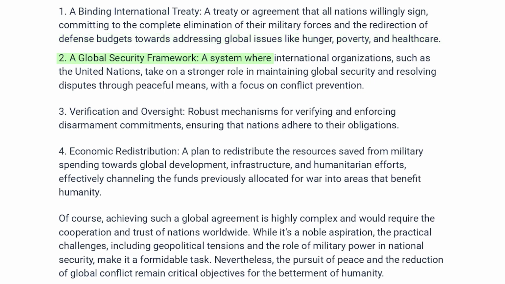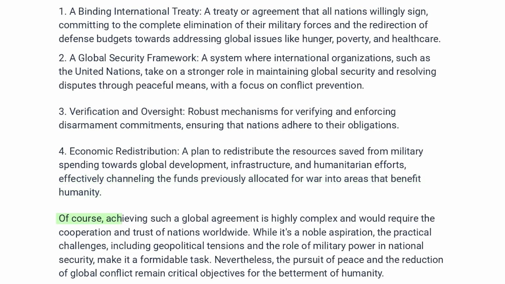2. A global security framework, a system where international organizations, such as the United Nations, take on a stronger role in maintaining global security and resolving disputes through peaceful means with a focus on conflict prevention. 3. Verification and oversight, robust mechanisms for verifying and enforcing disarmament commitments, ensuring that nations adhere to their obligations. 4. Economic redistribution, a plan to redistribute the resources saved from military spending towards global development, infrastructure, and humanitarian efforts, effectively channeling the funds previously allocated for war into areas that benefit humanity.